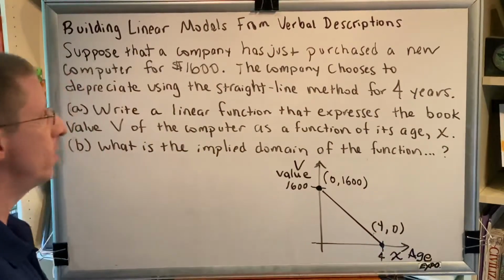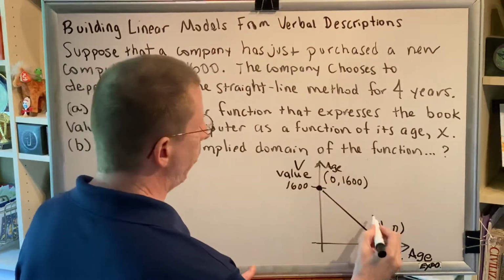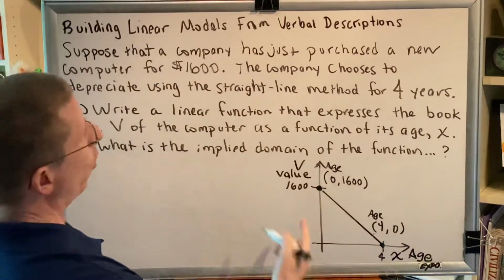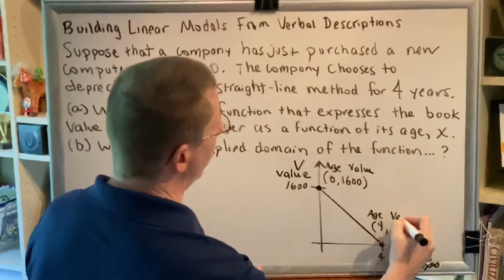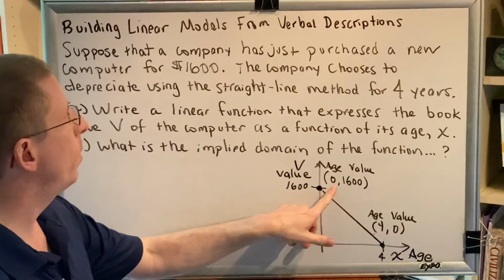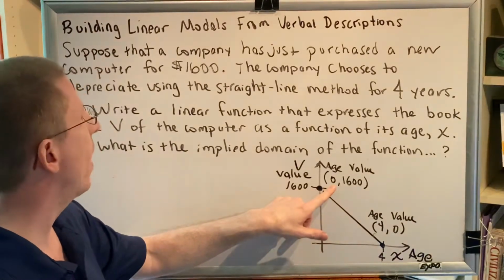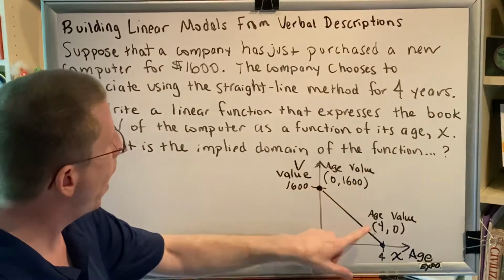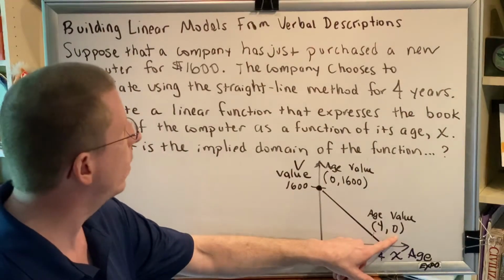And let's talk about what this means. Remember, x represents the age. So I'll label that here. The y, or the vertical coordinate, in this case v, represents the value. So I'll label that right here. So we can see exactly what's going on in this problem. When you buy a computer brand new, its age is 0. You haven't even had it for a year yet. It's brand new. And its value is what you paid for it, $1,600. However, when the age is 4, when 4 years go by, it is worthless and the value is 0.